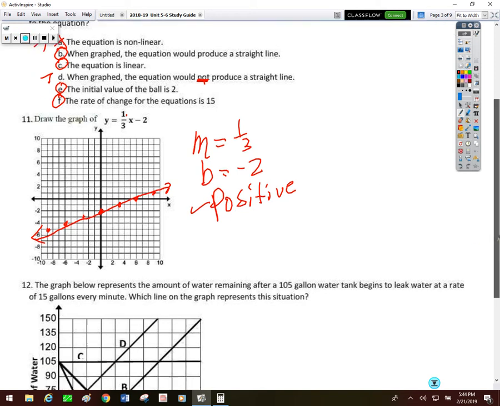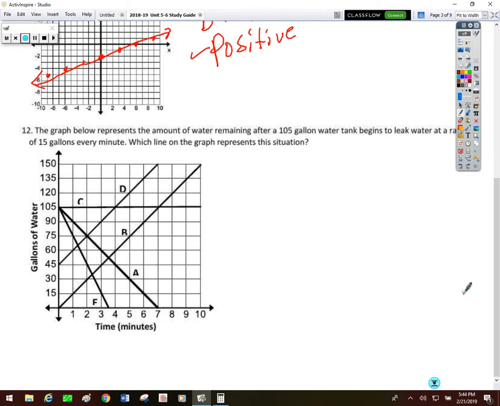All right. The graph below represents the amount of water remaining after a 105-gallon water tank begins to, oh, there's a key word right there. Leak water at a rate of 15 gallons every minute. Okay, so if you look on your y-axis, that's the total gallons of water left over minutes, right? So I'm leaking water, which means I'm going to be subtracting 15 gallons every minute beginning at 105 gallons. Okay, so I have a negative slope line.